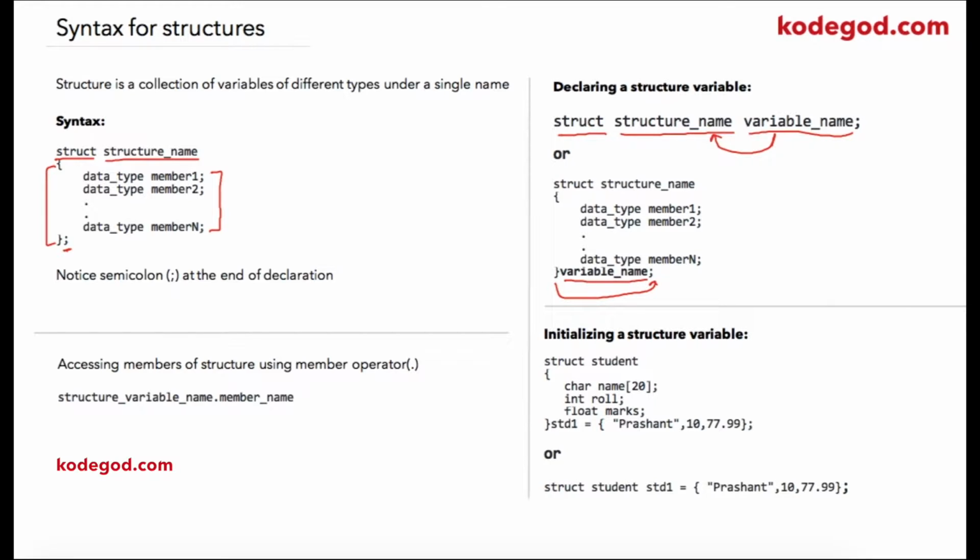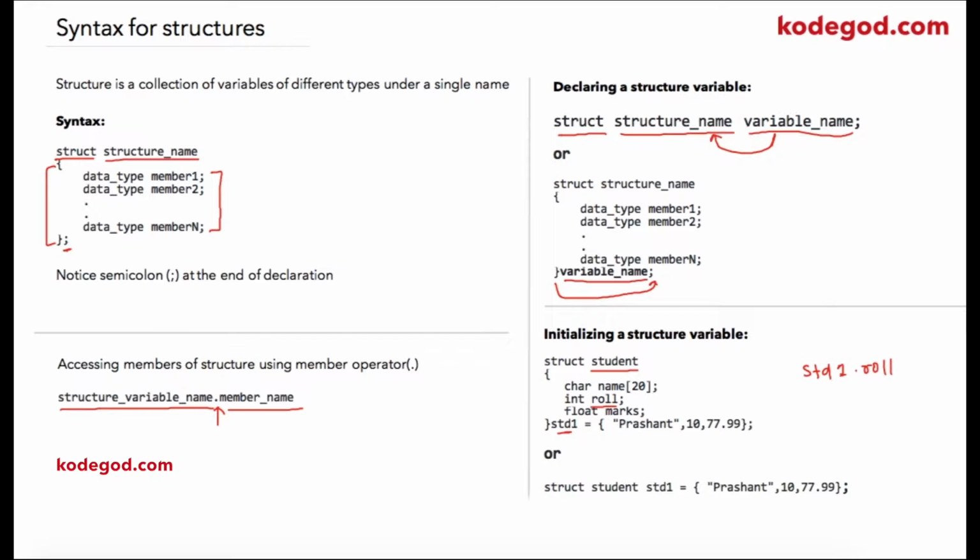Now let us check how we can access data members of a structure. So this is your variable of type structure, and we use a dot operator, and after that we write the member name. So if I have a structure student and inside it there is a variable roll, then if we declare a variable of type student which is the structure, then we can access roll using this syntax, that is std1.roll.